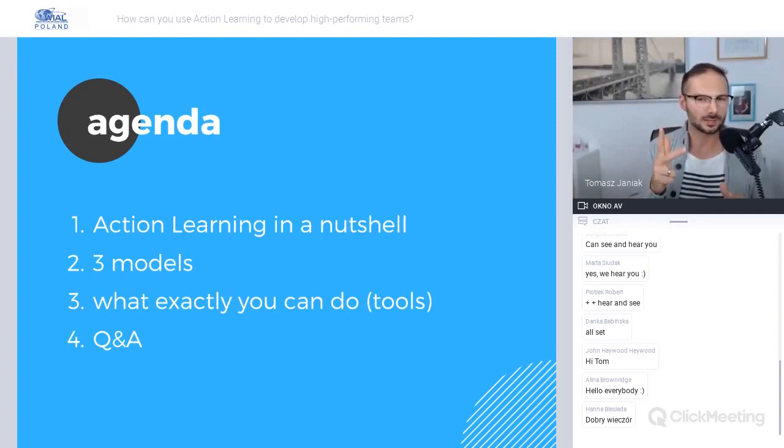And then I will give you three models of teamwork, three models that present what high-performing teams are characteristic of. These are models that you can use in your team coaching sessions, in your workshops, in your facilitation. They're pretty useful. I will not be going into great detail because I will tell you where you can find them. You can Google them and read about them in detail, but I will tell you about them so you can understand the context of the tools that I will be talking about later on.